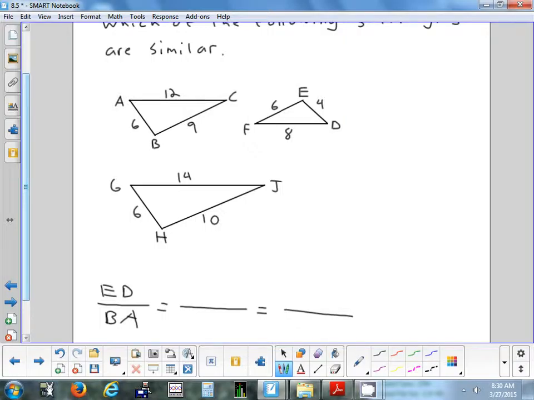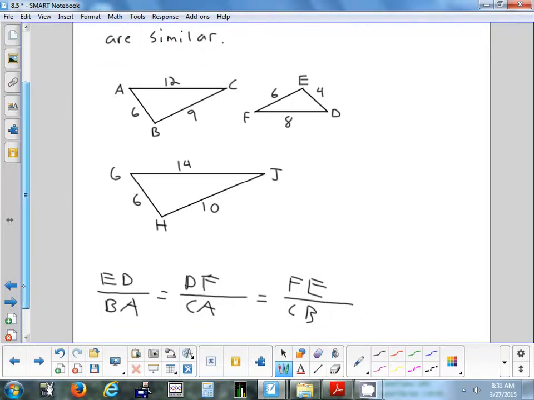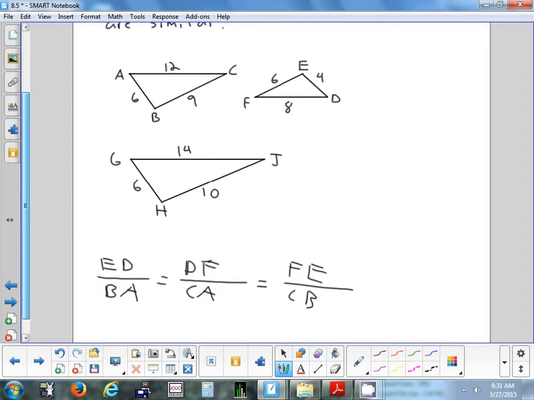So which one you want to put in the top here? DF. DF, okay. So we got DF and CA, and what else? And then FE, CB. FE and CB. So if we fill in all the numbers and they come out the same in each fraction, those two triangles are similar by side, side, side.